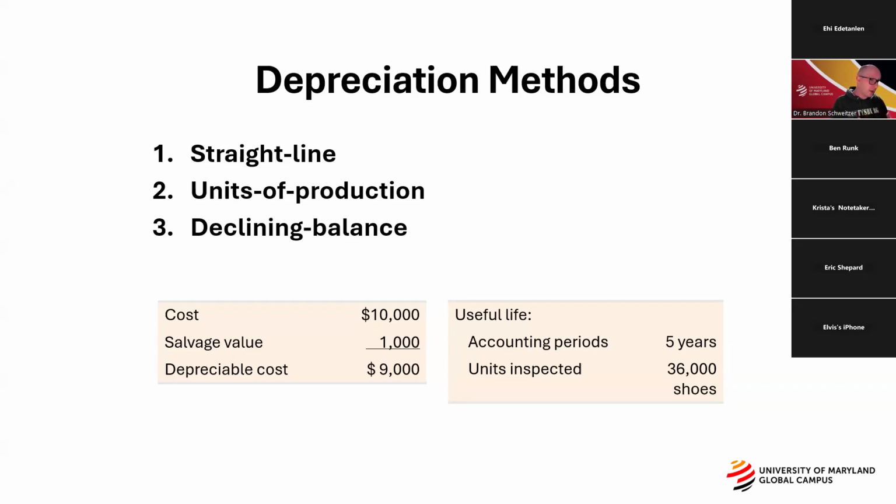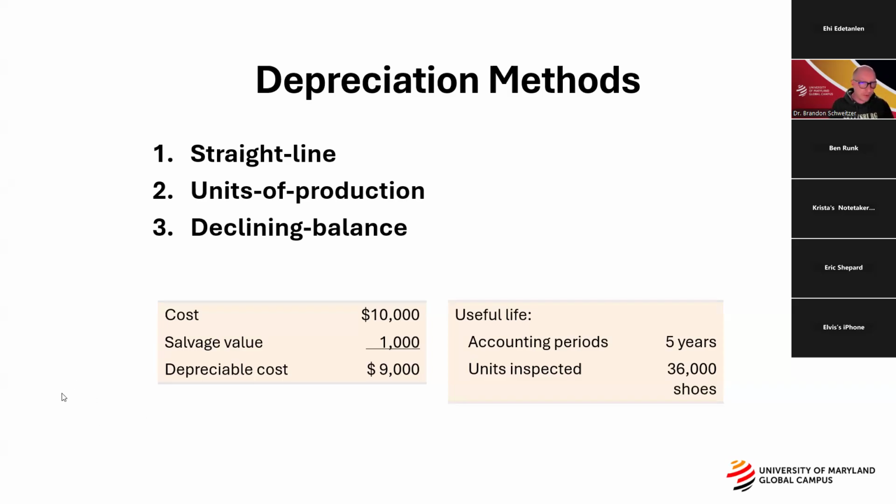The computations that you see here at the bottom are reflective in manufacturing. So I wanted to provide you with a really simple example from a manufacturing company that produces athletic footwear. So a very, very simple example. We're going to use this data to show you how straight line, units of production, and double declining balance work.